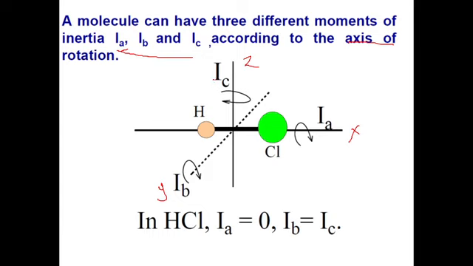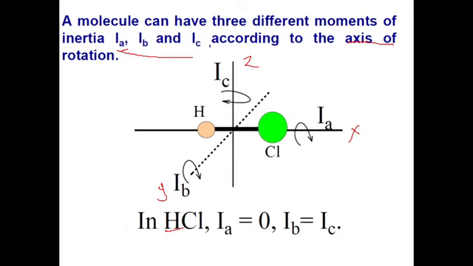IC. Okay, if we take the example of HCl, this is the H and this one is the Cl. Here this is present on the x axis. That's why whenever you rotate this molecule, no change will happen. That's why IA is equal to 0. But whenever you rotate the molecule about the y axis and the z axis, they show some changes, and the changes are the same. That's why IB is equal to IC.